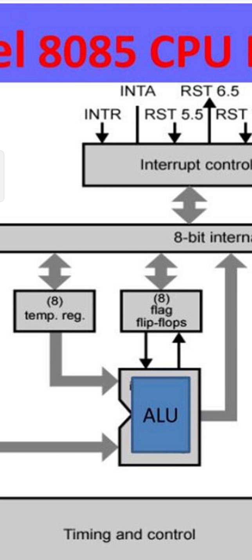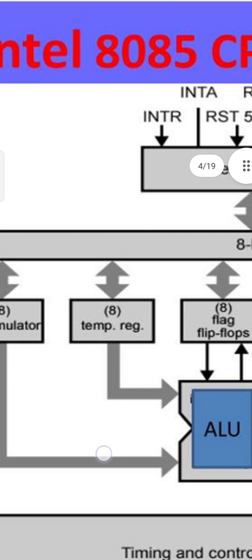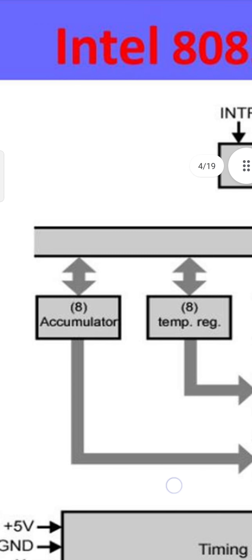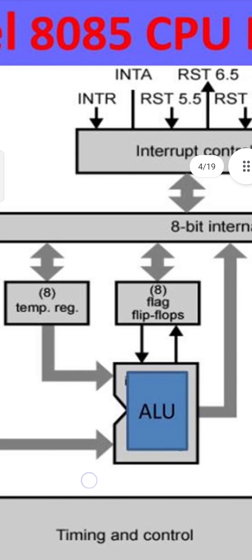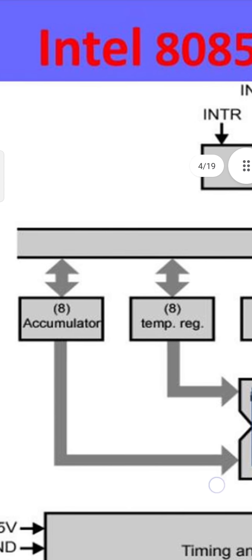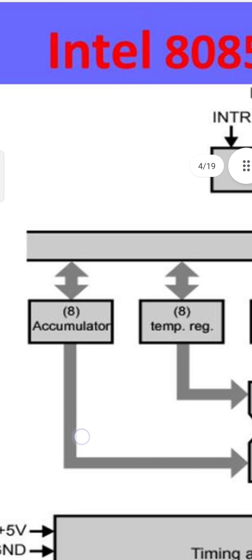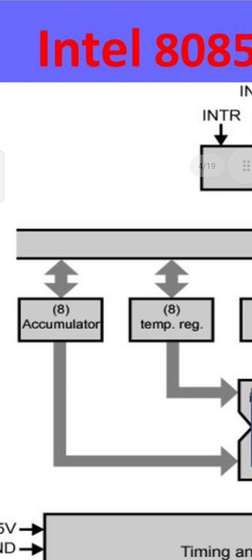And as you can see, there are the accumulator, temp register and flag here. Accumulator and temp registers are 8-bit registers. After doing the basic operations in the ALU, the result is stored in the accumulator. The temp register is also used to hold the data during the arithmetic logic operations, and the result is stored in the accumulator.